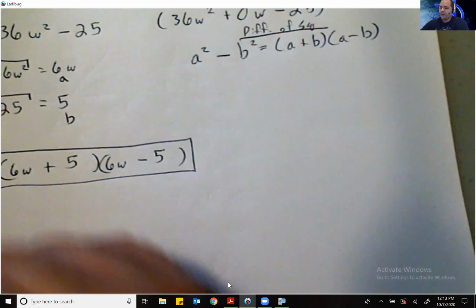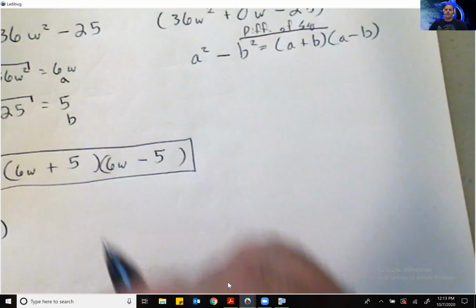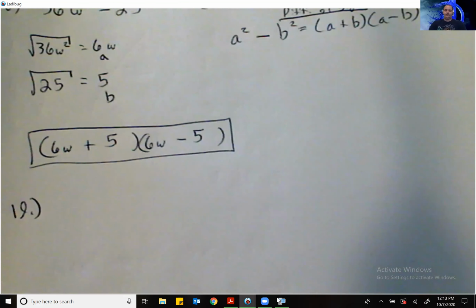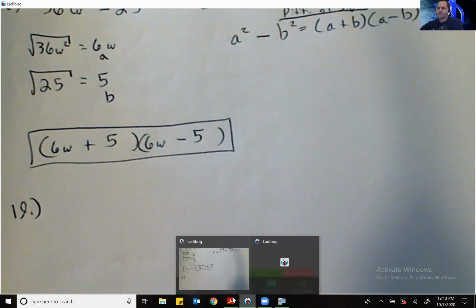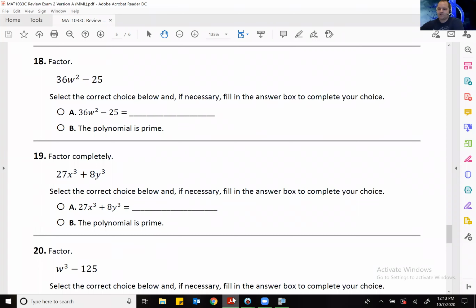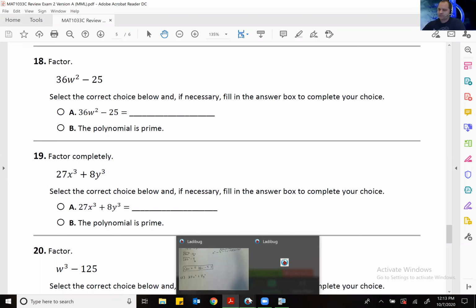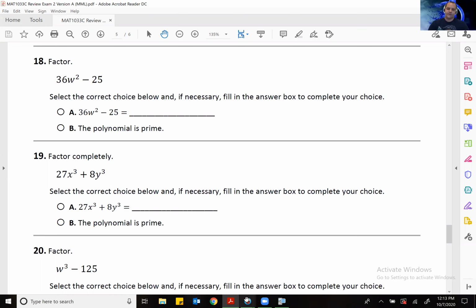Number 19, our cubic factoring, yay. So you got to make sure that you remember the formulas. So 19, we've got 27x cubed plus 8y cubed. And then I'm going to write down number 20. 20 is w cubed minus 125. Make sure that you watch your variables too. If they change them up to w's, you got to make sure that you use w's.